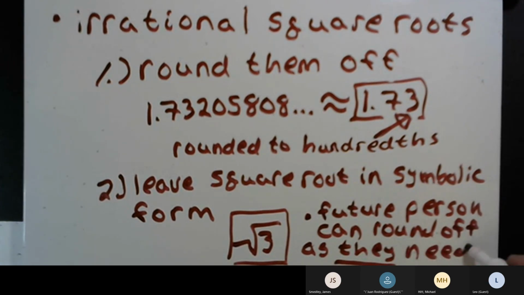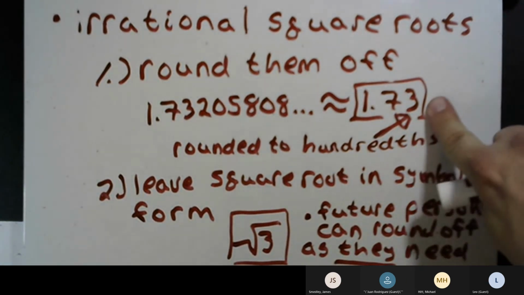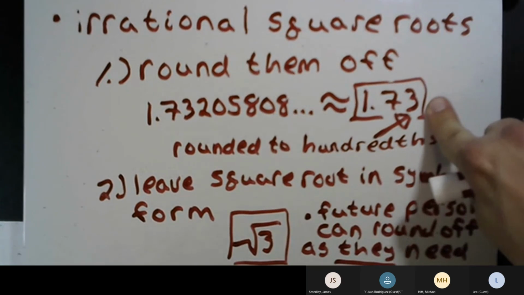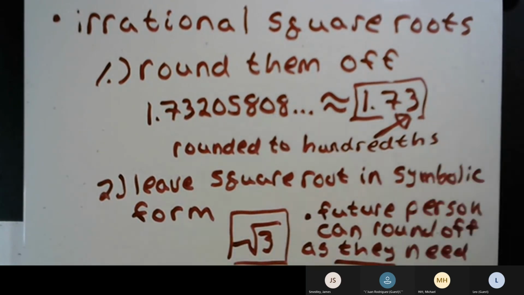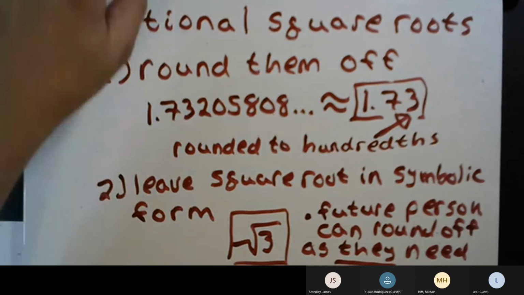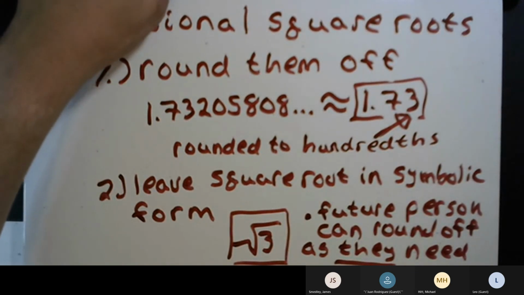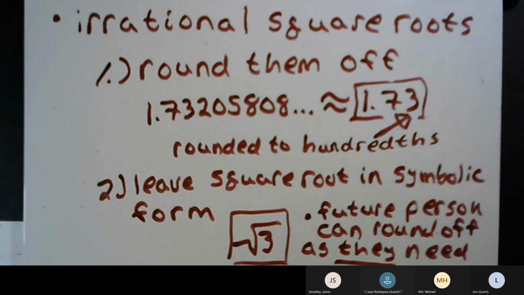Where we rounded off here to the hundredths, a future person might round this off to the 100,000ths instead. So this kind of tells them to break out their calculator, pull up that entire number, and then it's up to them to decide how they want to round this off. So any questions about that?